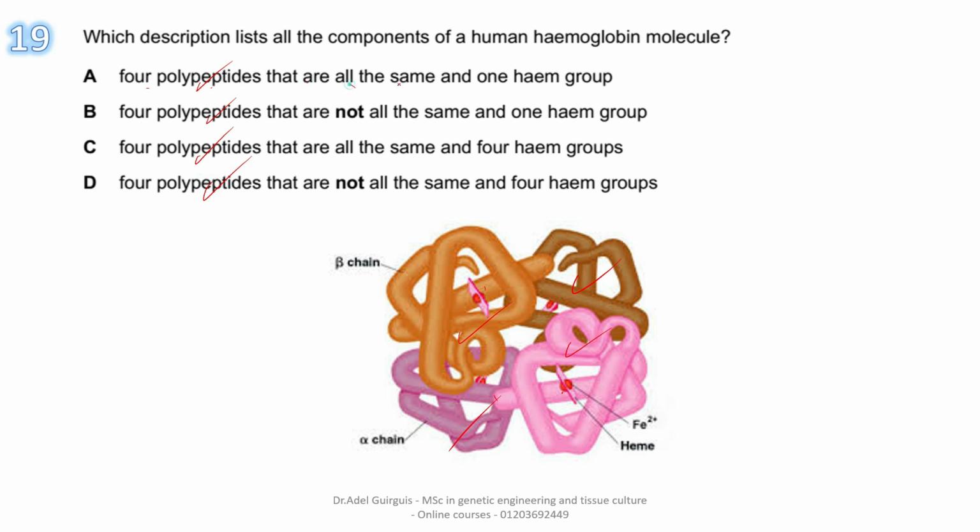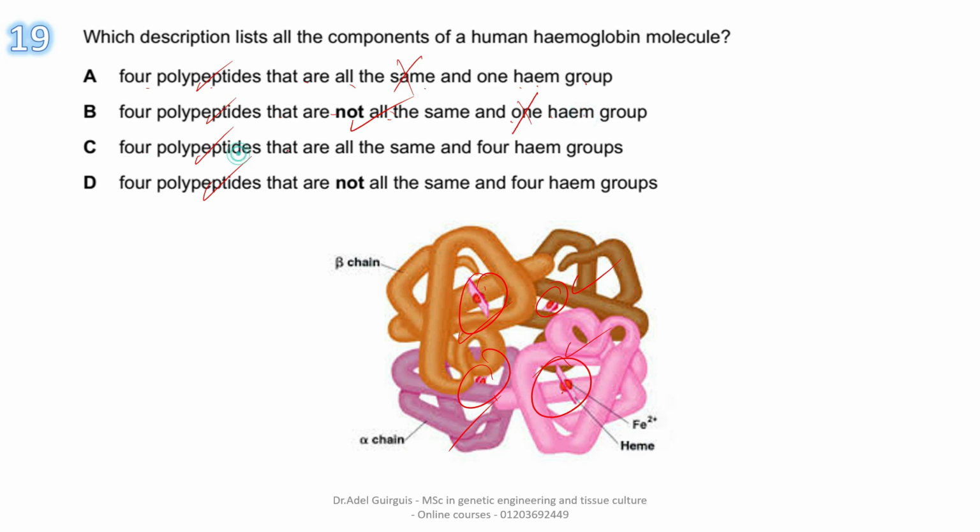That are all the same? No, they are different. And one heme group? No, 4 heme groups. 1, 2, 3, 4 heme groups. Wrong. Okay. What about the next option: polypeptide chains that are not the same? Yes, right. And one heme group? Wrong. For letter C, check C.